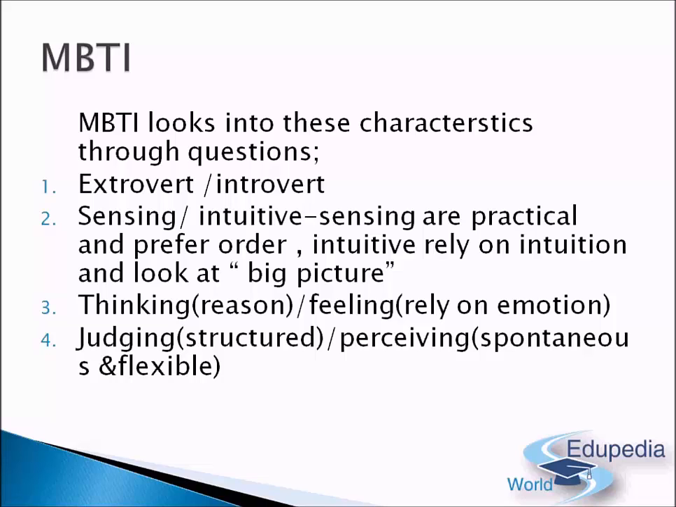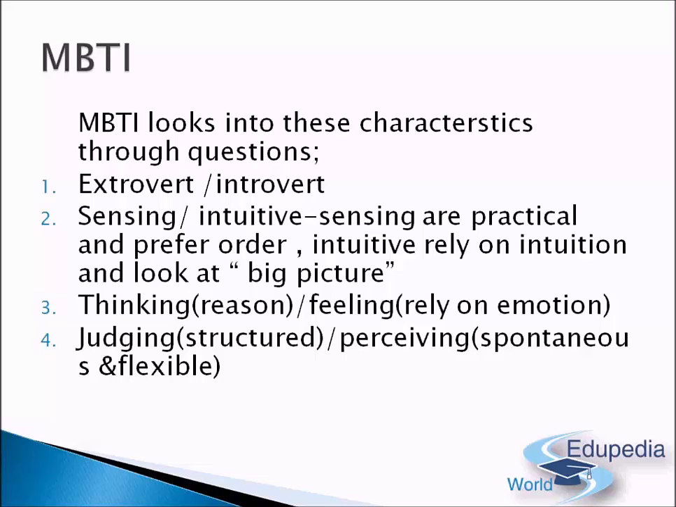Sensing types are very practical and prefer order, whereas intuitive type people rely on their inner knowledge, on their intuition, and they look at a very big picture. I see these two types of people very differently. The intuitive type people use their intuition quite a lot in decision making. We have discussed this in the chapter on decision making. So you can see there is a difference between these two types of people.